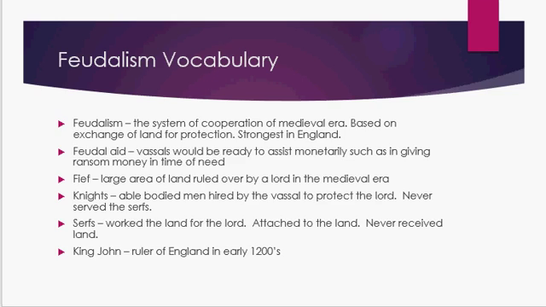Feudal aid. Vassals would be ready to assist monetarily, such as in giving ransom money in time of need, or they would also help by sending their knights to help with whatever the king wanted. The fief was a large area of land ruled over by a lord in the medieval era, and that was pretty much what the manor was on, as well as all the surrounding lands that were included in that.